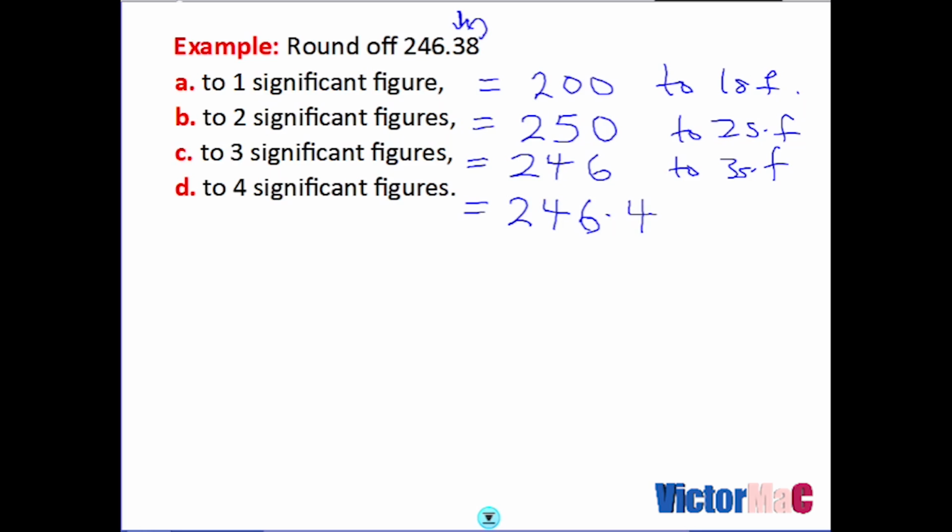And then you can fill up with zeros to 4 significant figures. Don't forget, the answer in A can be written as 200.00, the B can be written as 250.00, and then C 246.00. So if you see this, probably you're dealing with objective questions, then it's the same as what we have here respectively.